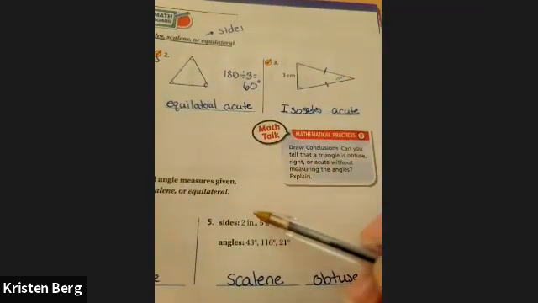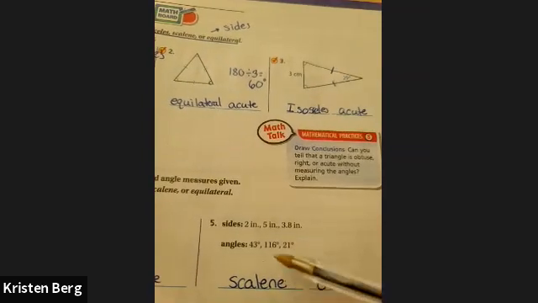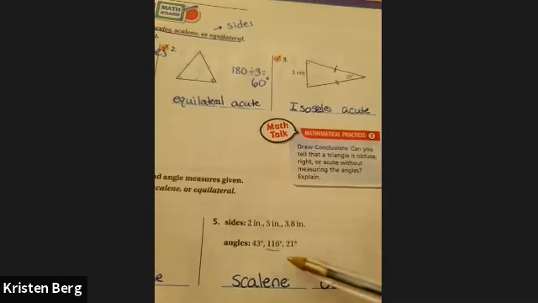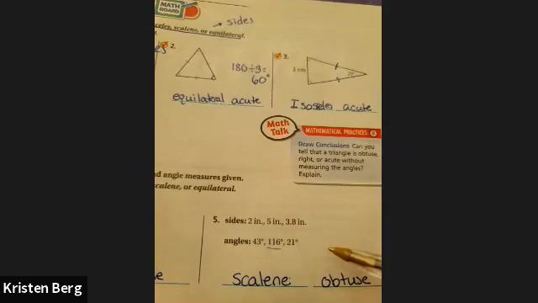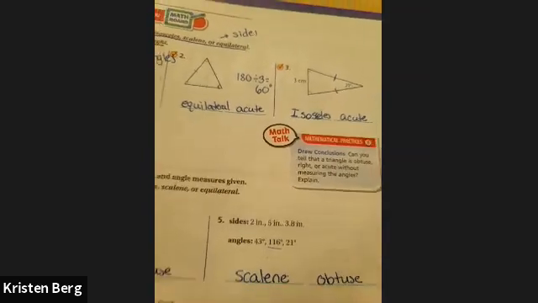Here, you should have looked at the sides. None of them are the same, so it was scalene. And then if you looked at the angles, again, one of them is larger than 90 degrees, so therefore it is an obtuse. So it was a scalene obtuse triangle.